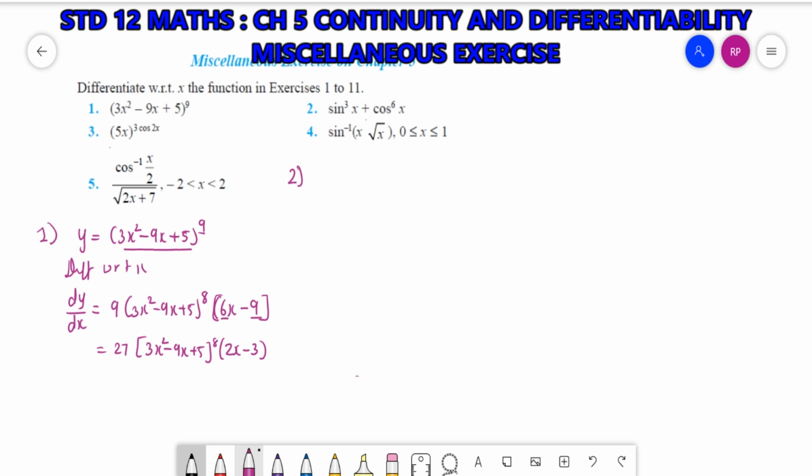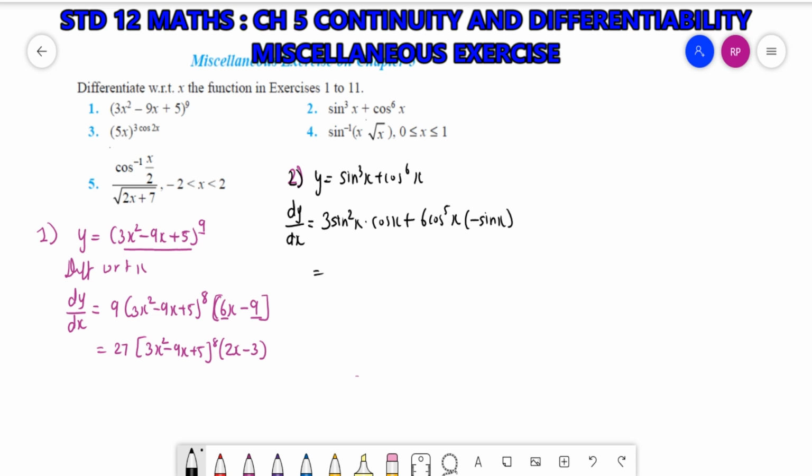Second one. y equal to, let's check, sine cube x plus cos raised to 6x. Differentiating with respect to x, dy by dx, there are two functions, sine and power. So first we'll solve the power: 3 sine square x into d by dx of sine x, that is cos x, plus cos raised to 6x, 6 cos raised to 5x into d by dx of cos x, minus sine x.